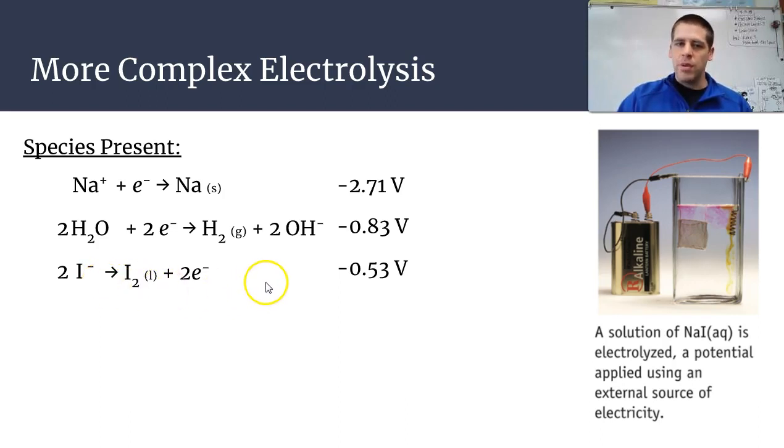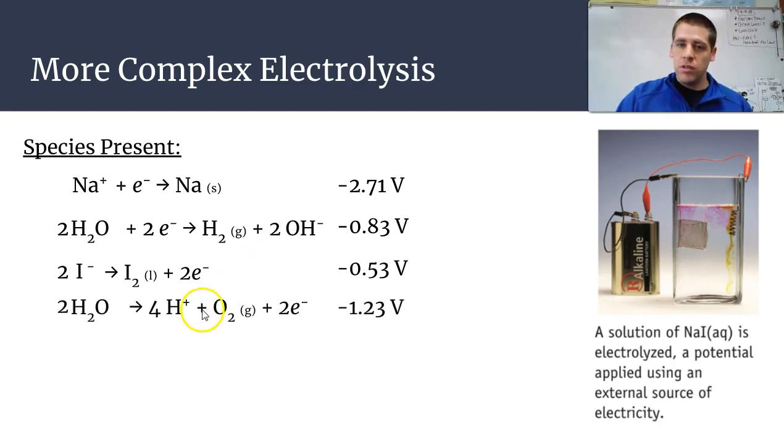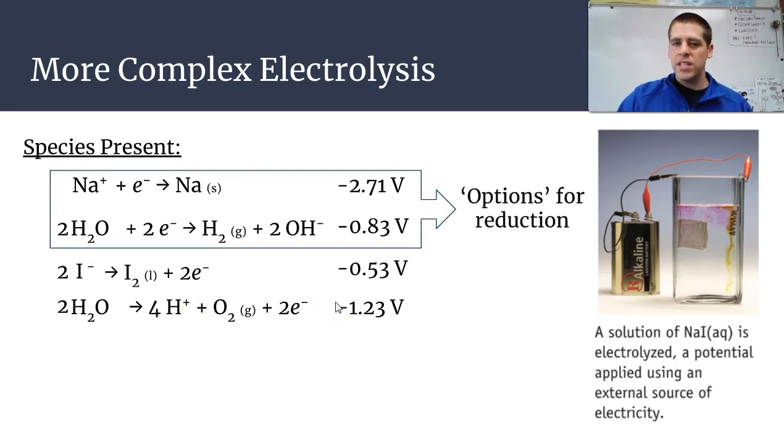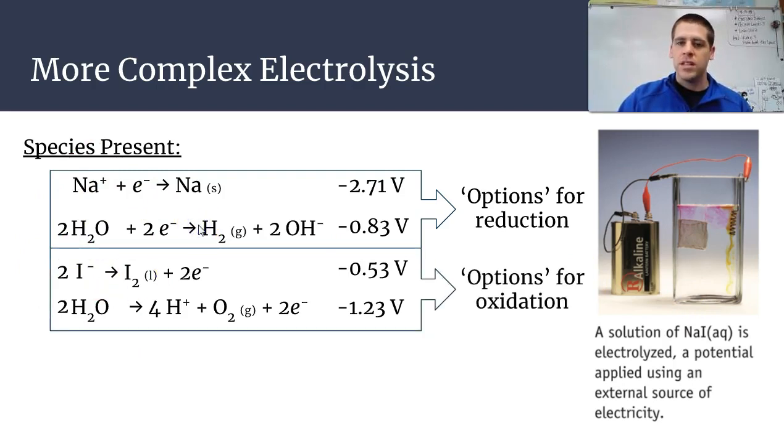Is there anything else that could happen in here? The previous example showed water getting both reduced and oxidized. Water's kind of unique in that way. It can undergo both reduction and oxidation. So we can think of these as kind of like our options for reduction. If we pass a current through this system with all these species present, we have kind of two options for reduction, and we kind of have two options for oxidation as well.